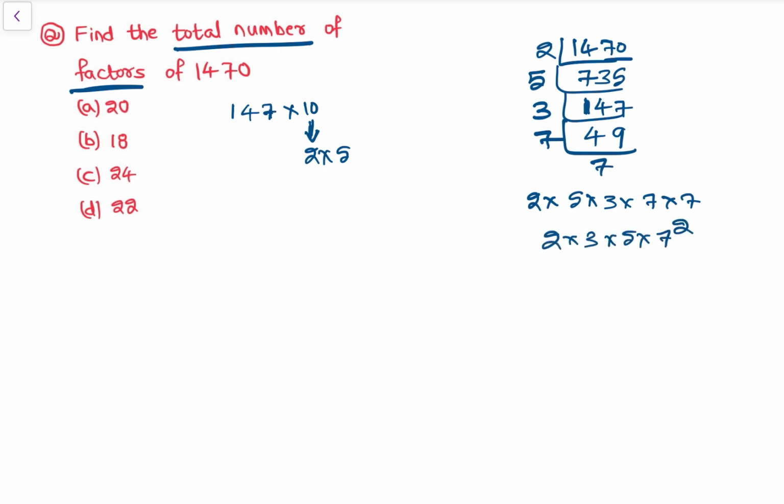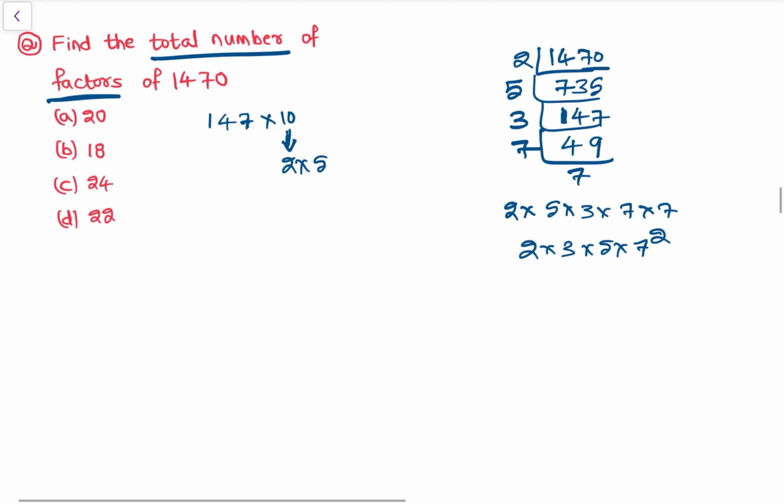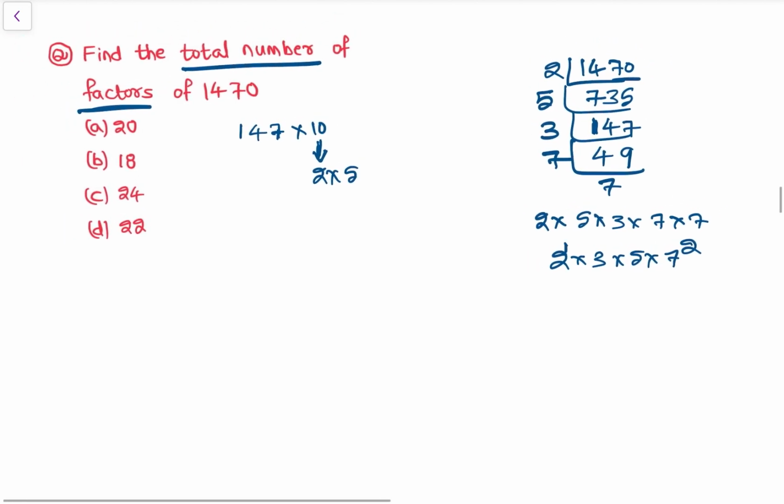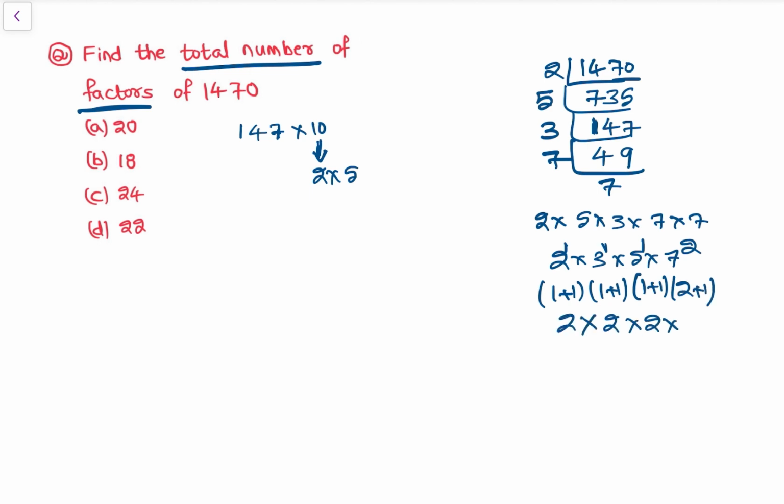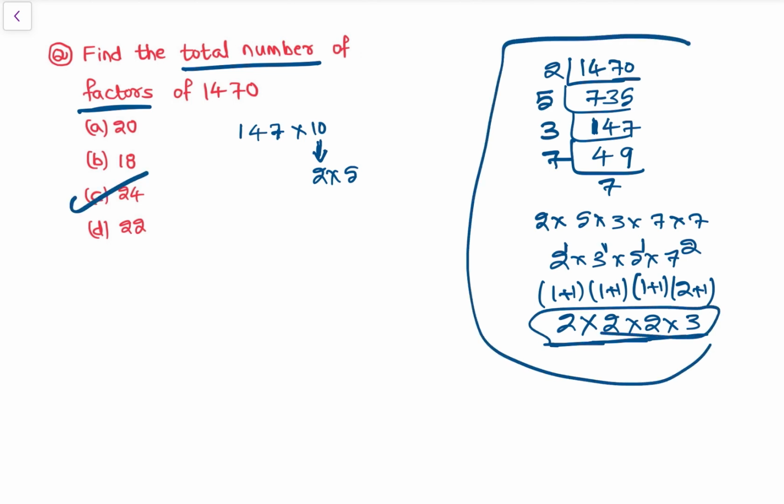So that would be 2 to the power 1, 3 to the power 1, 5 to the power 1, so 1 plus 1 into 1 plus 1 into 1 plus 1 into 2 plus 1, so that is 2 into 2 into 2 into 3, so this is 3 2s are 6, 6 2s are 12, 12 2s are 24, so 24 factors are there. So this is one way, theek hai, jo traditional method hai.